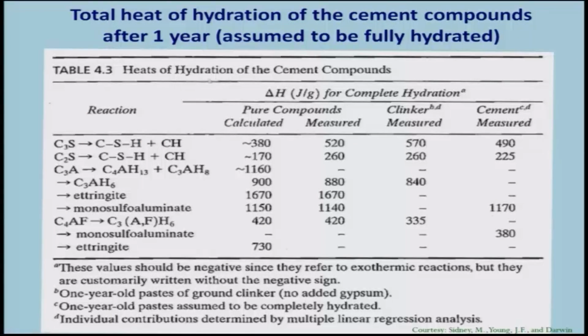And in terms of heat of hydration of cement compounds, we see that each and every reaction produces its own heat energy. In this table you have the reactions given in this column, pure compounds in this column, impure compounds in this column, and cement as a whole in this column. In pure compounds, heat energy can be measured in 2 different ways. One is calculated, the other is measured. Calculated refers to using mathematical equations, and measured is using calorimetry.